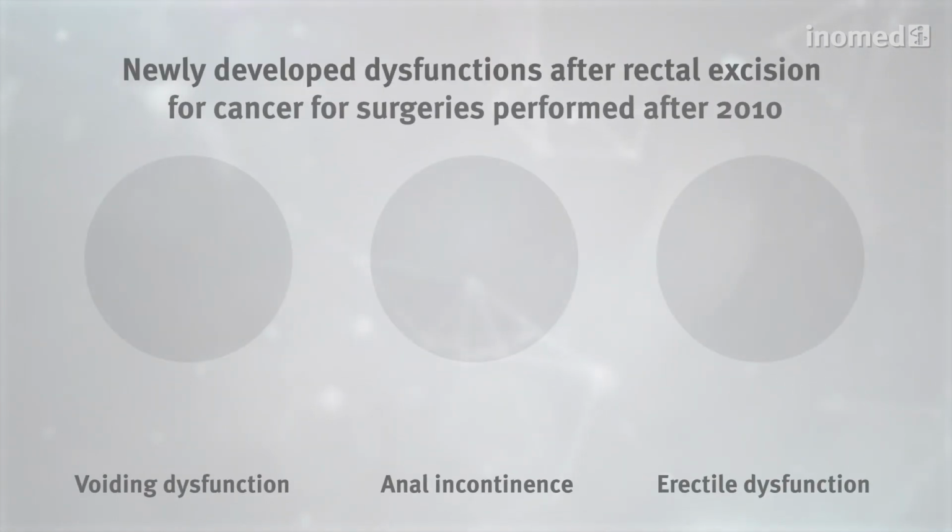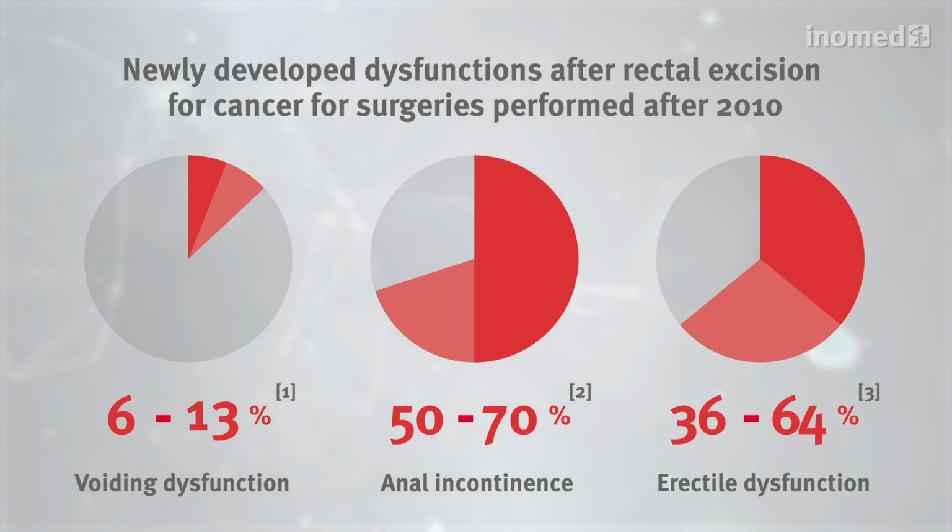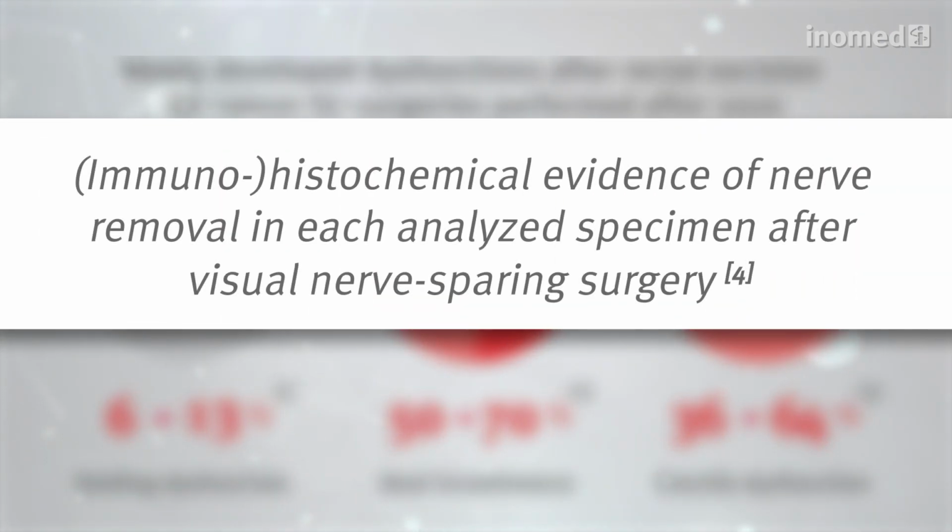For rectal operations, there are high chances for nerve impairments. Problems with bladder emptying, anal incontinence, or sexual dysfunctions can be expected. The specified rates vary between different studies, but nevertheless, a complication rate of up to 70% has been reported.